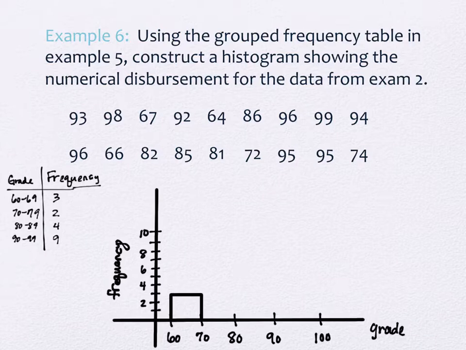The next one is supposed to have a height of 2, so it looked something like this. The 80 to 89 is supposed to be at a height of 4. So we're somewhere in this sort of a perspective. And then I'm supposed to be at a height of 9.